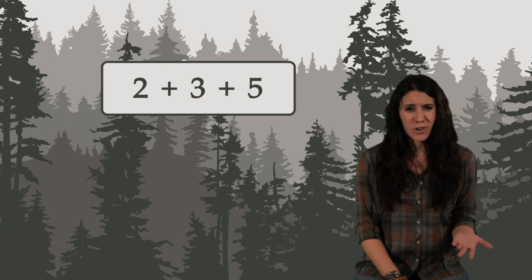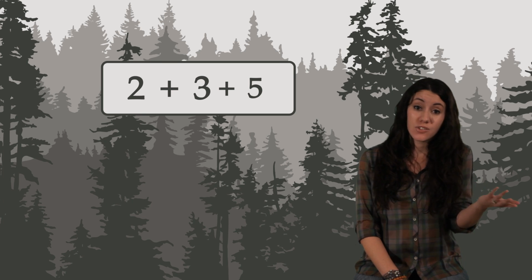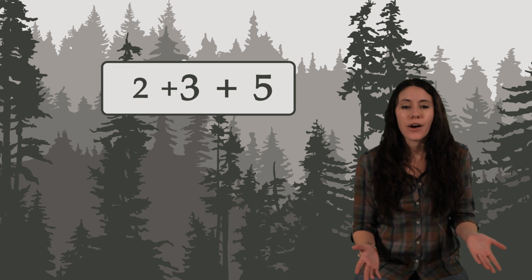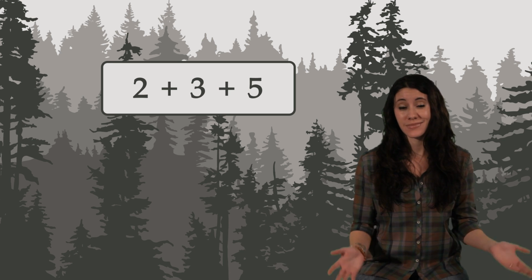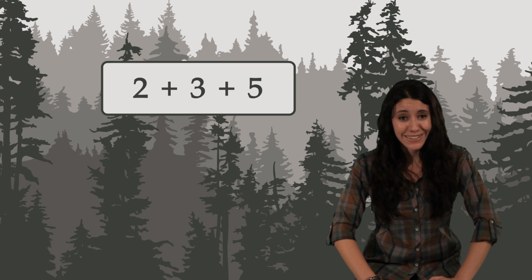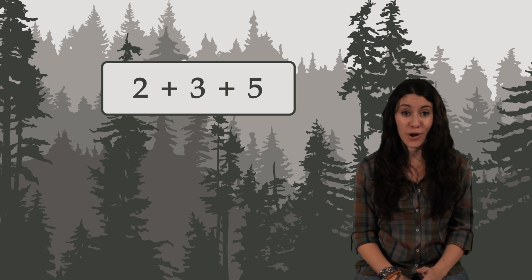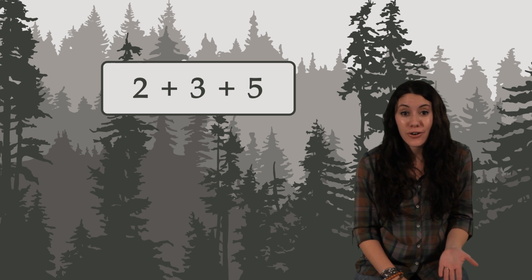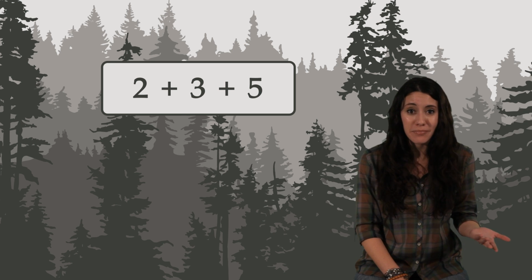But which two do we start with? Do we first add 2 plus 3, or do we first add 3 plus 5? How do we group the integers? Well, this is your lucky day, because the associative property says that it does not matter how you group the integers. It doesn't matter how they're associated before you add them.